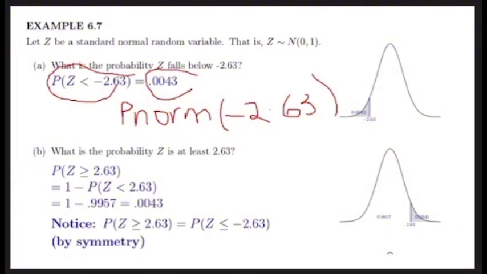If I were you, when you leave this class today, go back to your R, type pnorm of negative 2.63 and see whether it gives you 0.00043.